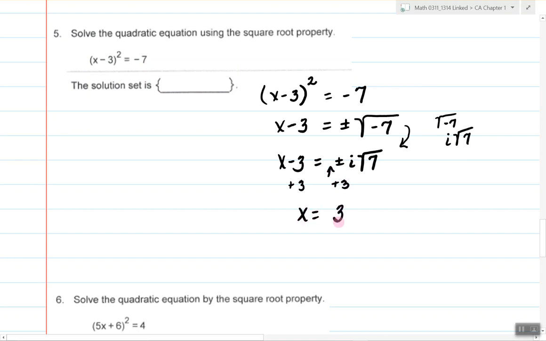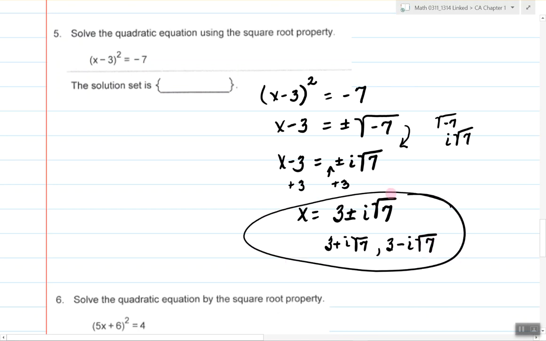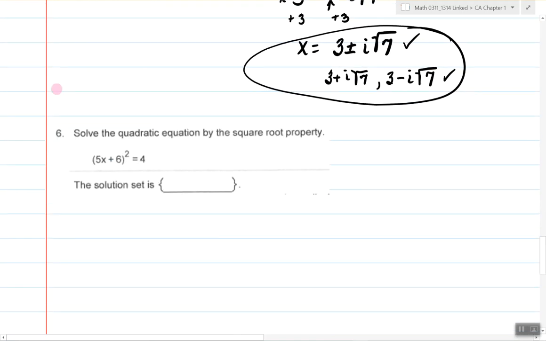Remember to put it in front. x is equal to 3 plus or minus i times the square root of 7. If you expanded it to the two answers, it's 3 plus i square root of 7. Make sure you get out of the radical for the comma, and then 3 minus i square root of 7. Either the compound answer or the two answers. Let's move on to number 6.